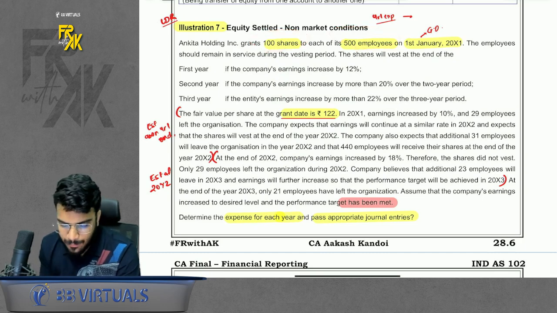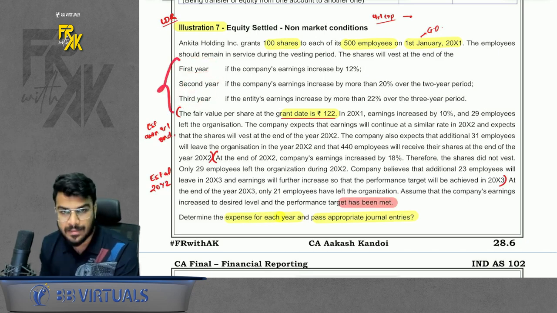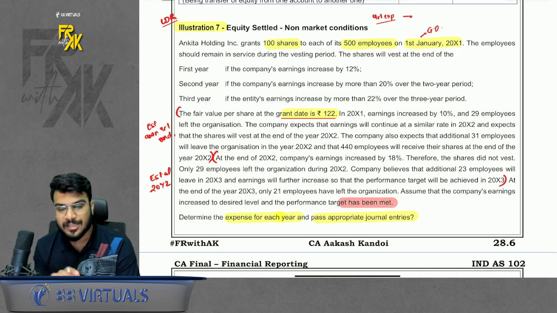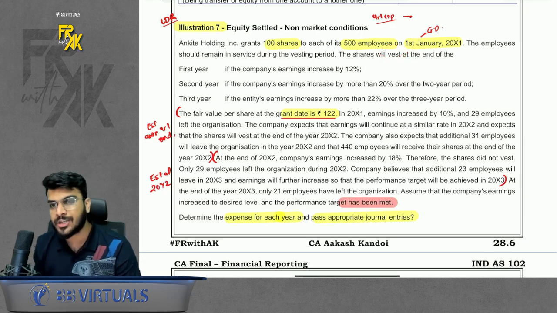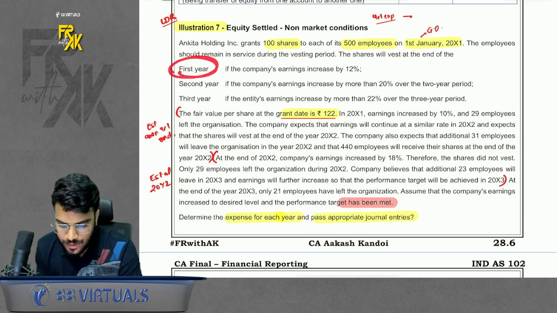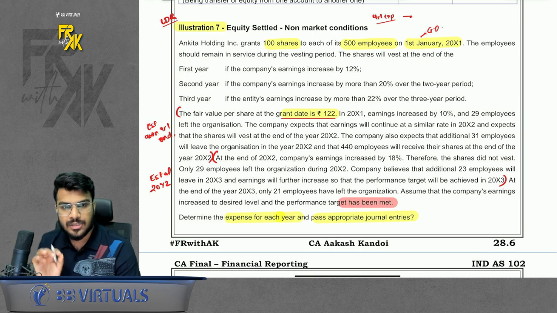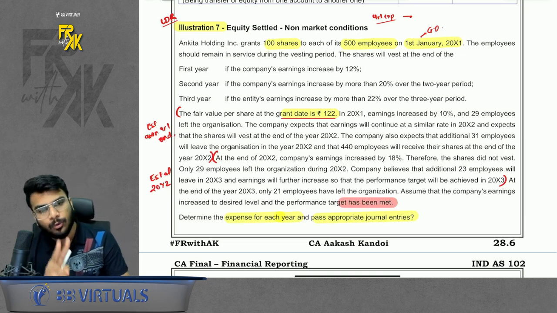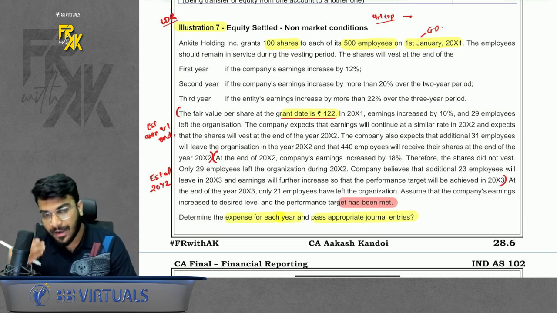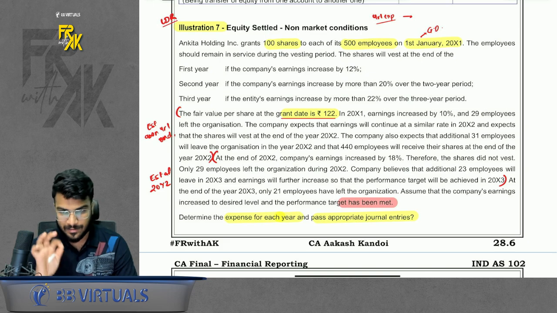Now, if you read the question on the face of it, you will feel the vesting period is 3 years, but ideally the vesting period here was never 3 years. It is said that the shares will vest at the end of the first year if you meet the target in the first year. So if the target is met in the first year, your vesting period is only 1 year. If the target is met in 2 years, the vesting period is 2 years. If the target is met in 3 years, the vesting period is 3 years.